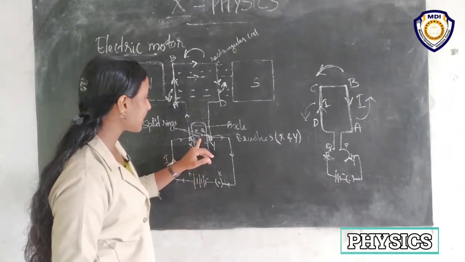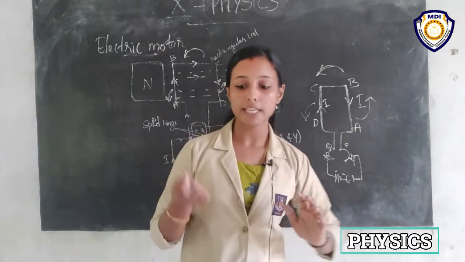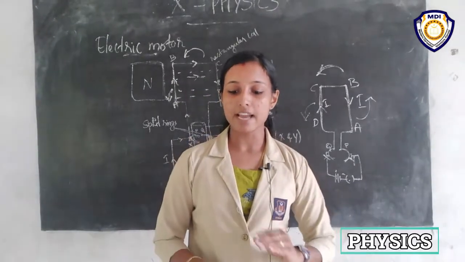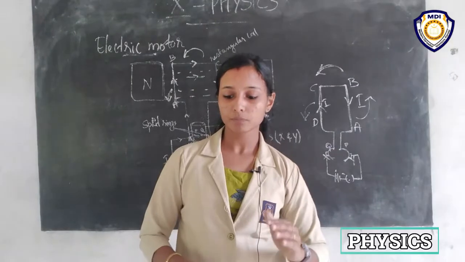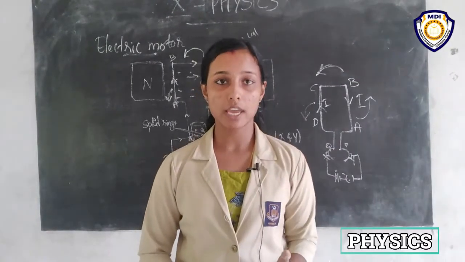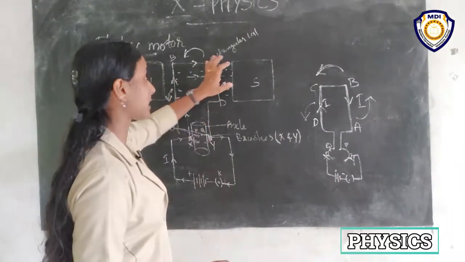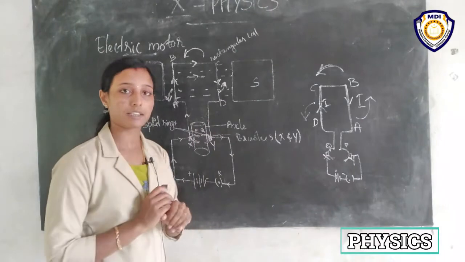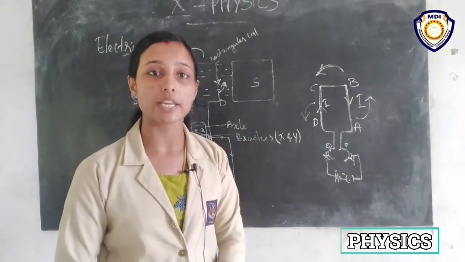But here the split rings act as a commutator. A commutator is a device that reverses the direction of current flow through a circuit. The current flow through this circuit, that means this rectangular coil, gets reversed with the help of these split rings, right? So here the split ring acts as a commutator.